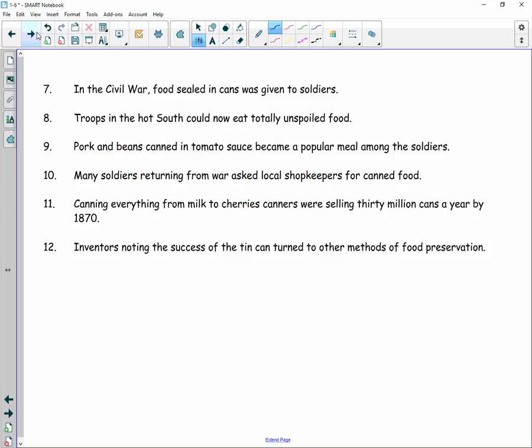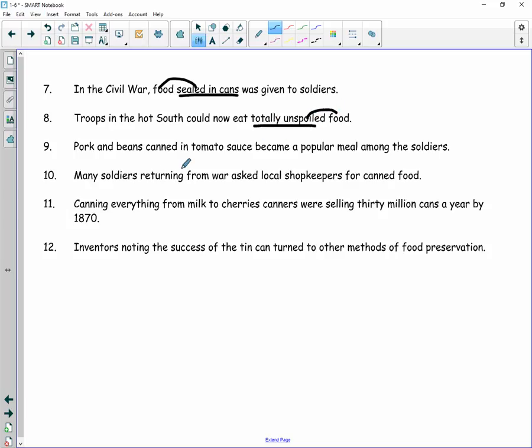Okay. In the Civil War, food sealed in cans was given to the soldiers. Sealed in cans, I'm taking it to the verb, modifies food. Troops in the hot South could now eat totally unspoiled food. So in this case, we're going to go to totally unspoiled, and it modifies food. All right, that one's a little trickier.